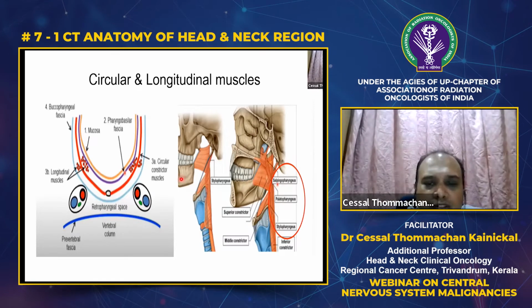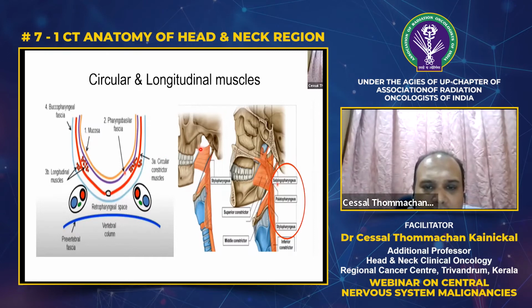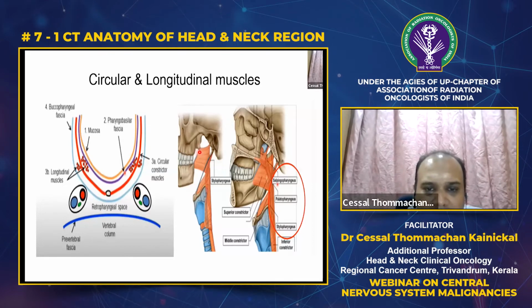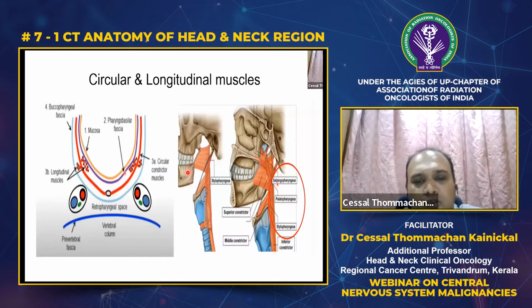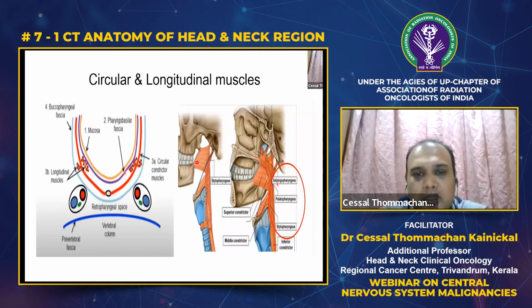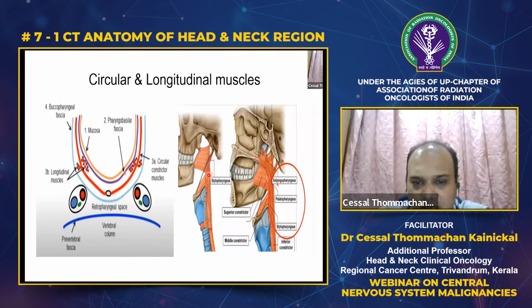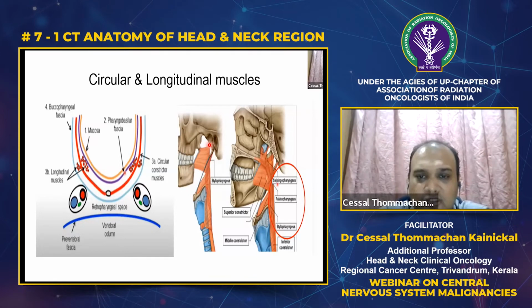So you have the superior constrictor here. The superior constrictor arises from the medial pterygoid plate, from the pterygoid hamulus. So this is the pterygoid hamulus here. Then you have the pterygomandibular raphe, and it also gives origin from the mandible. So this is the superior constrictor muscle, and it is inserted posteriorly to the median raphe and also superiorly into the pharyngeal tubercle.